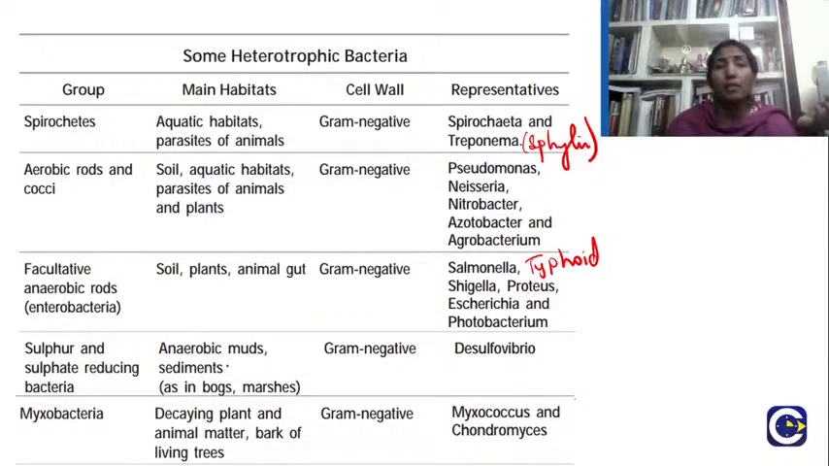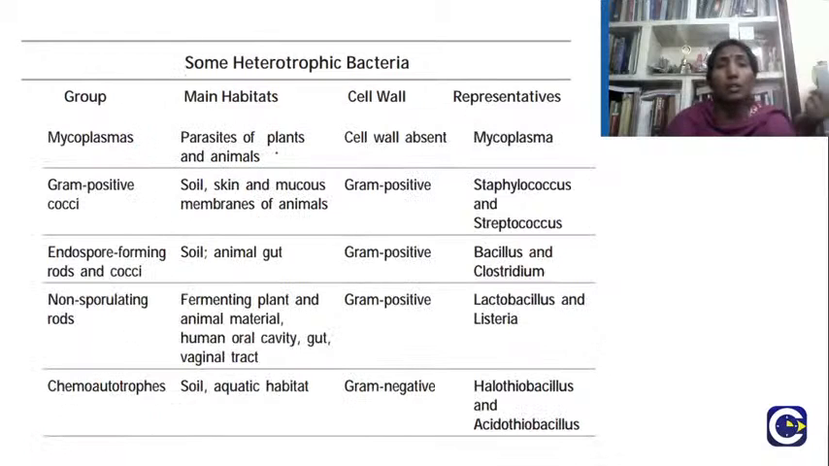Sulfur and sulfur-related bacteria, like Desulfovibrio. They are gram negative, mostly anaerobic. Myxobacteria are mostly on decaying matter, they are gram negative, Myxococcus and so on. Okay, so that we need to know. Mycoplasma I already told: parasites of both plant and animal kingdoms, the cell wall is not there, so you cannot Gram stain them, but they say it can be stained with Giemsa stain. Gram positive cocci are mostly in soil and skin, like Staphylococcus, Streptococcus, and they cause pneumonia.